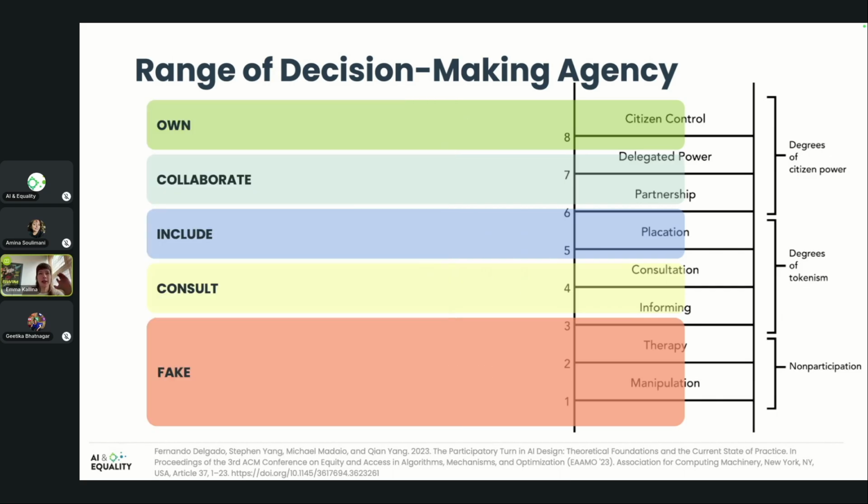And now let's go through the examples. Fake, I don't need to give examples, it's just not participation. Consult is, for example, you observe someone or you do a contextual inquiry, but this means you don't tell them anything about your objectives, you just observe what they do, extract information from them, and then do with it what you want.